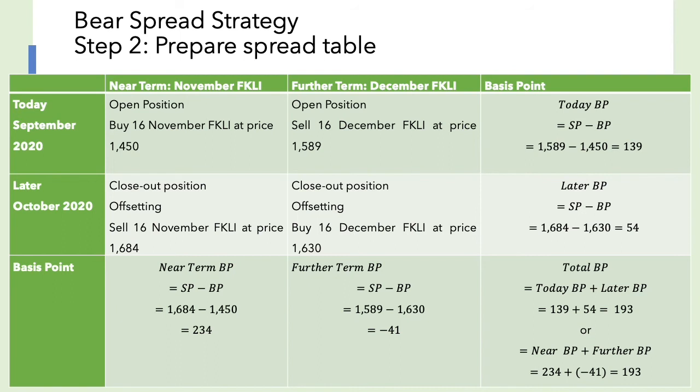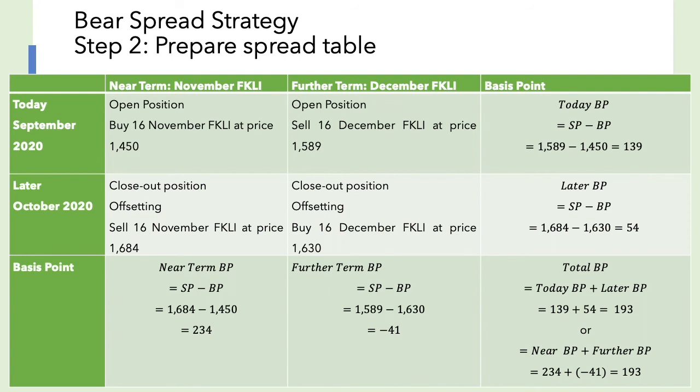Step number 2, you need to prepare the spread table. So you have two columns, a near-term column for November FKLI and a further-term column for December FKLI. Today, November FKLI, you buy 16 contracts, and for December FKLI, today you sell 16 contracts at price 1589. Later on, you need to close out your transaction in October. For November FKLI, you start with buy, then you close out with sell. For the further term, the December contract, you start by selling 16 contracts at price 1589, then to close out, you take the opposite position, buy 16 December FKLI at price 1630.